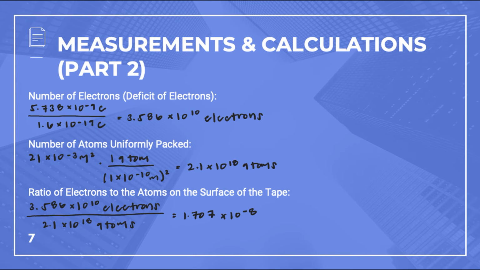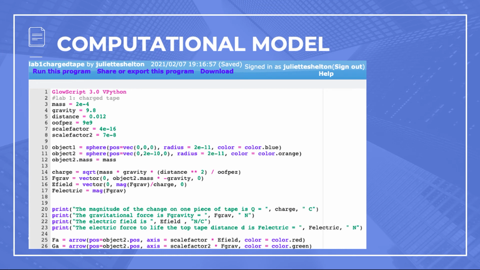Lastly, we wanted to determine the ratio of electrons to atoms on the surface of the tape. For me, this was 1.707 times 10 to the negative 8th to 1. This makes sense because the tape is positively charged, so we know that there are fewer electrons compared to the number of protons. Then using GlowScript, I did some calculations that I also completed in my PowerPoint.